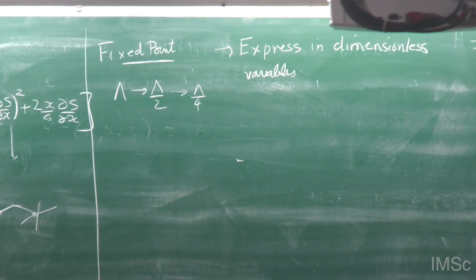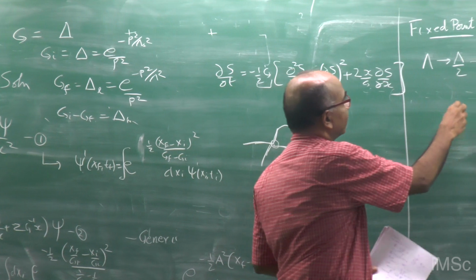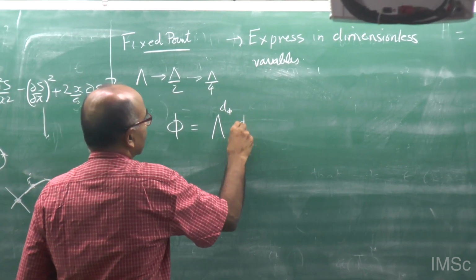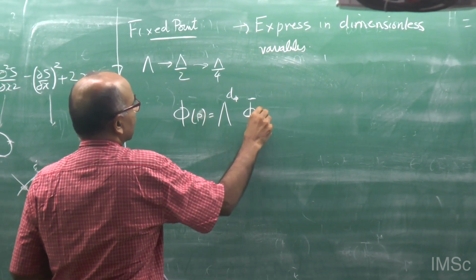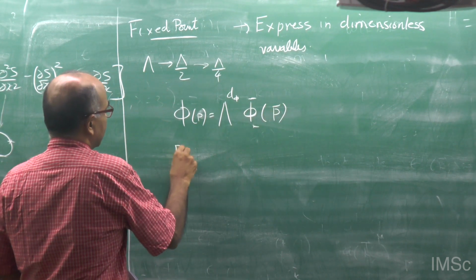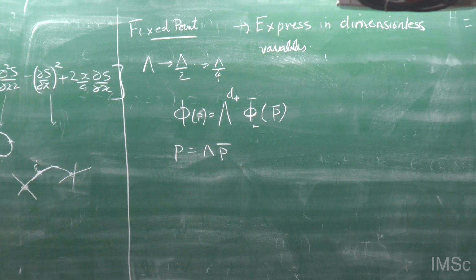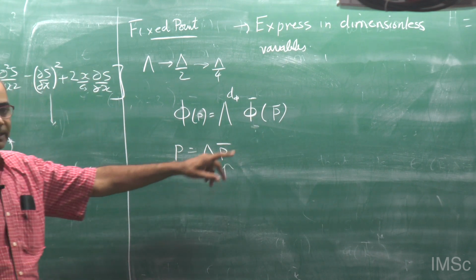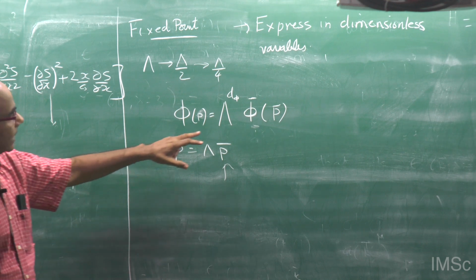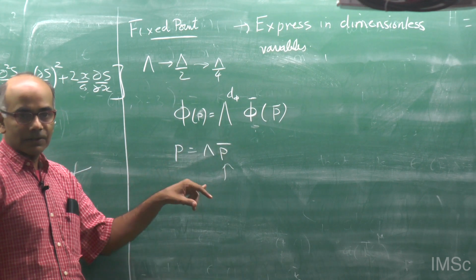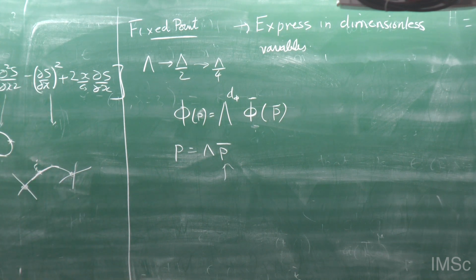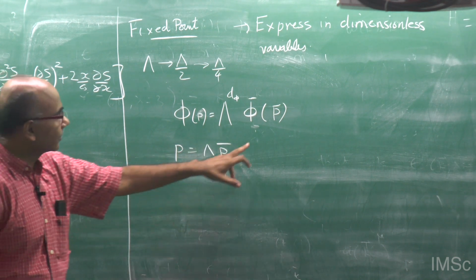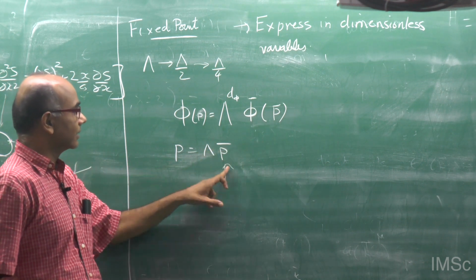So what are the variables in the theory? Basically, there's phi and, of course, p. So you write phi is some lambda to the power of the dimension of phi times phi bar. And you write it as a function of a dimensionless p, where p is lambda times p bar. Okay. So p bar is dimensionless. Phi bar is dimensionless. By dimensionless, I mean the engineering dimension. And of course, as you change lambda, the scaling changes. So it's always in terms of your current lambda. So if you change lambda to lambda by 2, then for the new thing, you have to use lambda by 2 here. So these things keep changing if you keep that fixed.